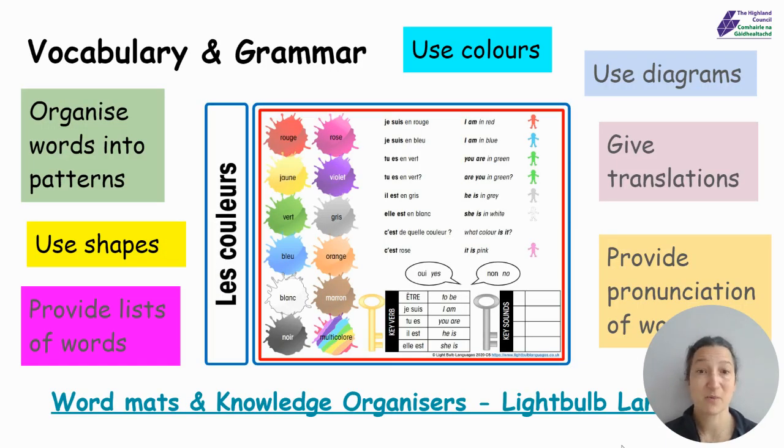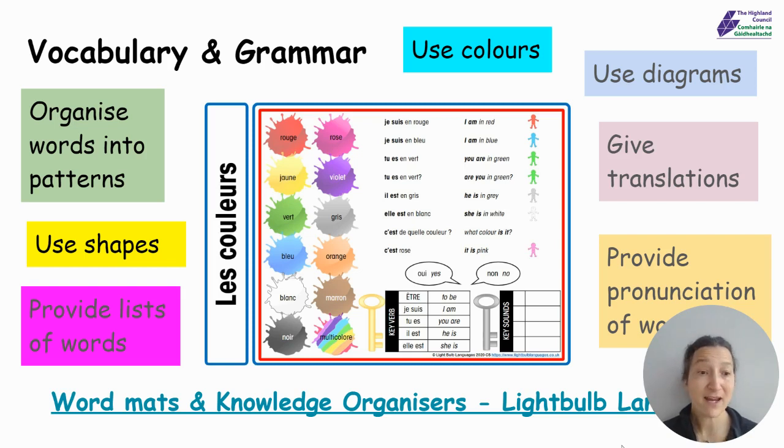I put some examples here. For instance, if we're looking at vocabulary and grammar, using those ideas, what would that look like? Lightbulb Languages has lots of lovely word mats, as they call them, or knowledge organisers. They can be useful as a reminder, and they generally have pictures on them as well. So using colours, using diagrams, giving the translation so they've got the English, giving them the pronunciation of the words, and giving them a way of remembering that.